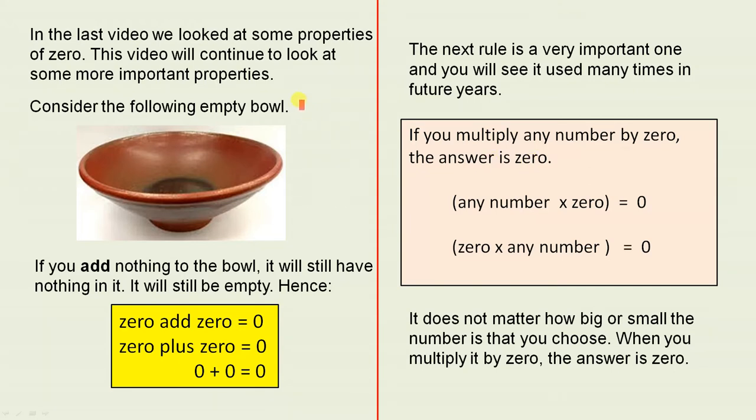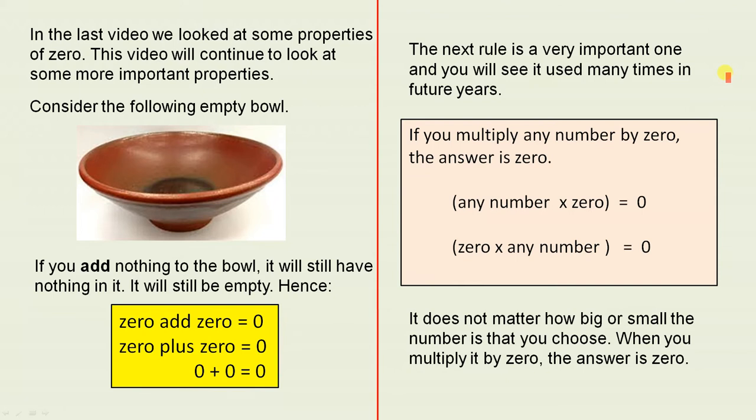Consider the following empty bowl. It has nothing in it. If you add nothing to the bowl, it will still have nothing in it. It will still be empty. Hence, 0 add 0 equals 0, 0 plus 0 equals 0, and that's how we do it in mathematical terms.